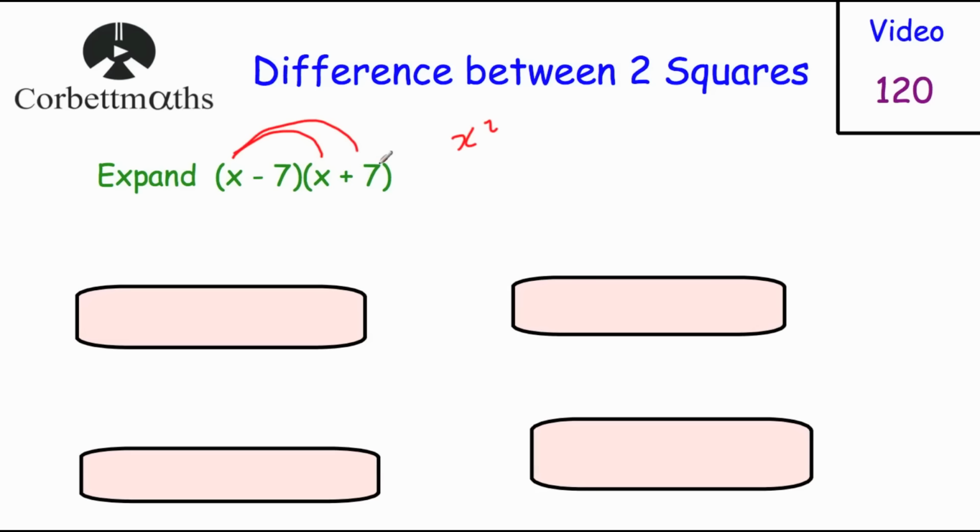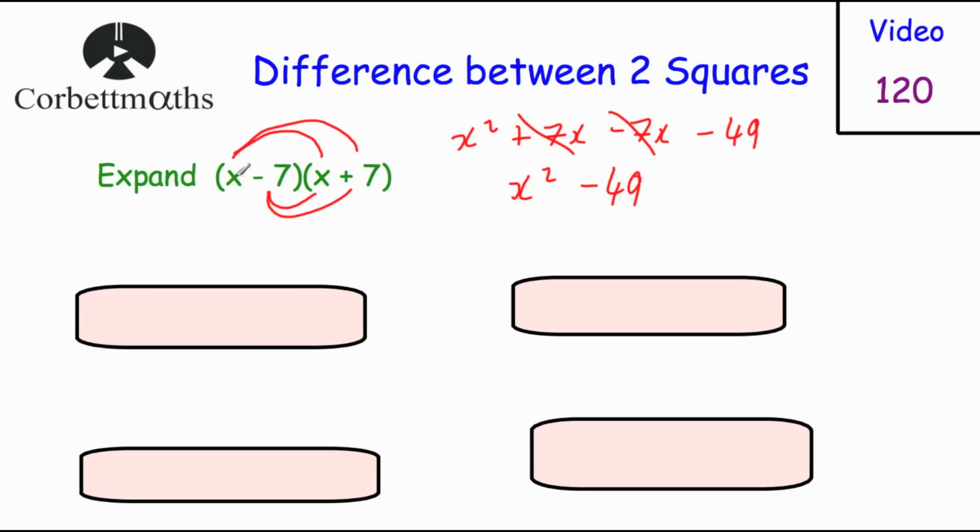X times positive 7 will be plus 7x. Then we've got minus 7 times x, that's minus 7x. And then we've got minus 7 times 7. Well, a negative times a positive is a negative, and 7 times 7 is 49, so it's going to be minus 49. And whenever we look at our two middle terms here, we've got 7x minus 7x. Now, they will give you 0. Whenever you do 7x, take away 7x, that's 0. So we would be left here with x squared. This and this cancels out, and we're just left with minus 49.